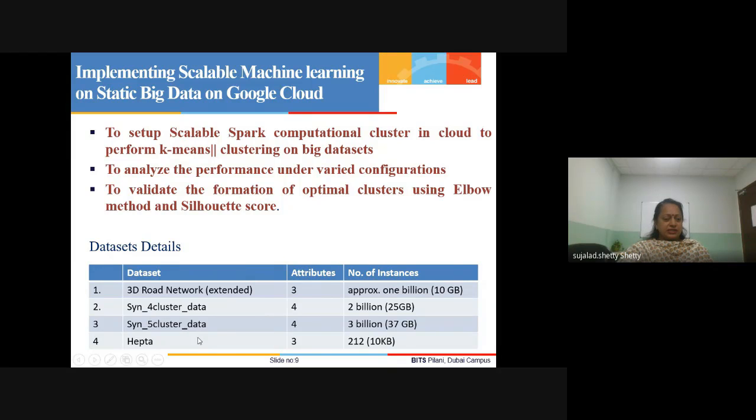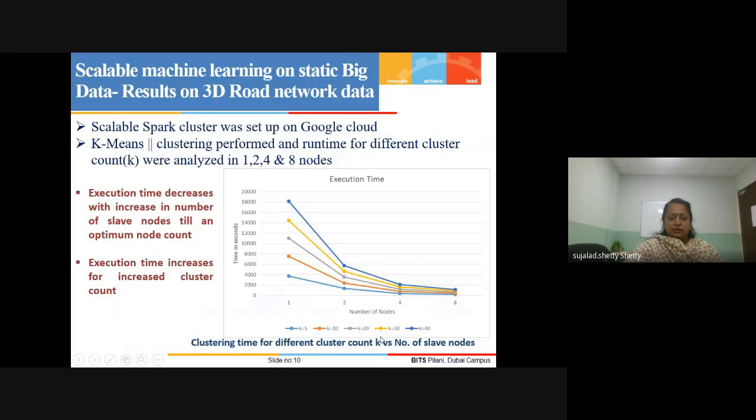The four data sets that we worked on: one is a 3D road network, which had only 3 attributes and 1 billion records. Similarly, there was another clustering data set which had 4 attributes and 2 billion instances. It was only 25 GB, so in terms of volume, we cannot really classify this as very huge volume data. Another was the same form of data, but where you could cluster into 5 clusters. And then there was Hepta, which had just about 212 instances.